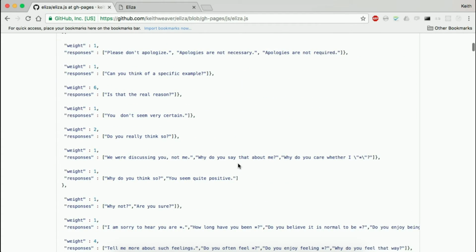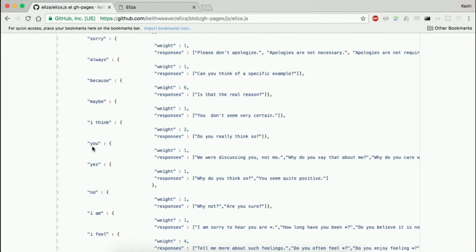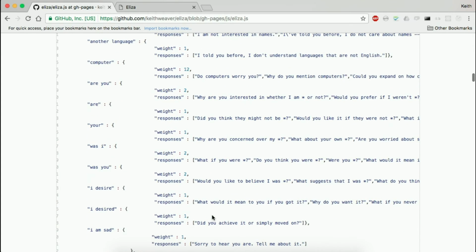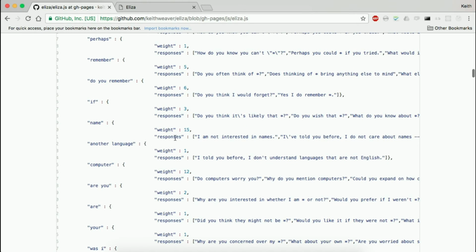Here are the particular responses. If you said something low weighted, you probably won't get that. But if you said, here's 15, name. I'm not interested in names. So if you say name in your sentence, like, what's your name? I had her name. The first response probably comes out with one of these.